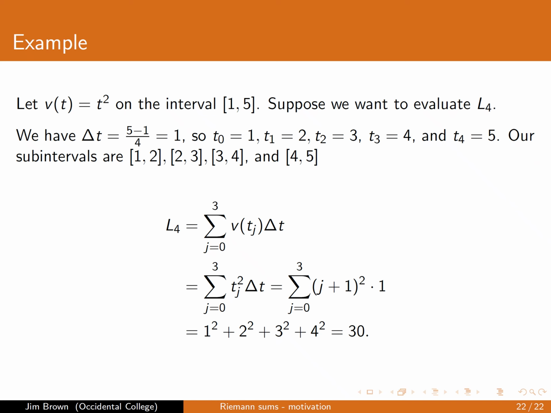So if we evaluate this then, when j is equal to 0, I have 1 squared. J is equal to 1, I have 2 squared, 3 squared, and 4 squared. And if we add that up, we end up with 30.